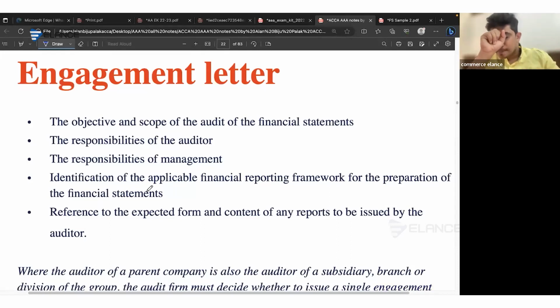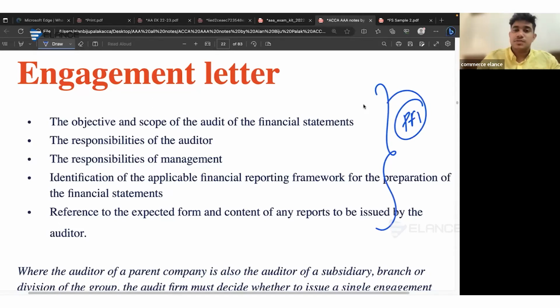However, if it's a question on matters to be considered before agreeing an engagement, that too relating to PFI, in that case, you have to include these factors. And in addition to these factors, you have to include the points which we just learned in relation to PFI as well. So the PFI related points plus the engagement letter's content should be provided before agreeing to the terms of a PFI engagement. Is that clear, everyone?